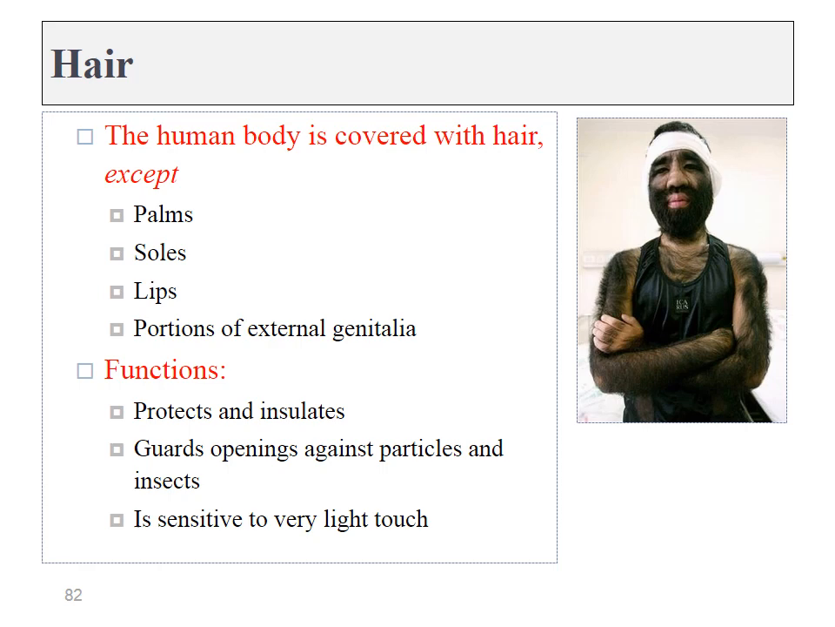Hair can be found in nearly every surface of the human skin, with the exception of thick skin on the palms and soles, and a couple of other places, such as the lips and portions of the external genitalia. This man over here holds the Guinness Book of World Records for being the world's hairiest man. He does not have hair where he shouldn't, it's just that his hair is thicker than the average person's. Hair has a number of functions. One of the main functions is insulation.